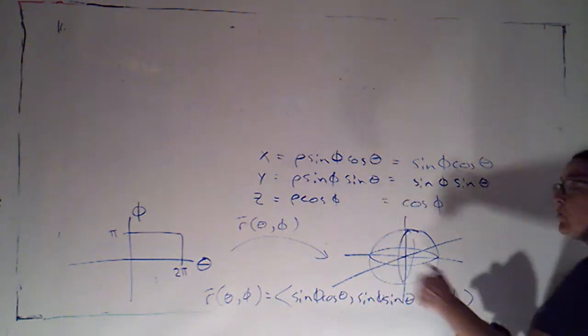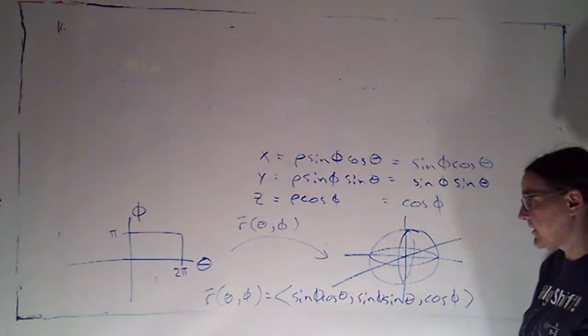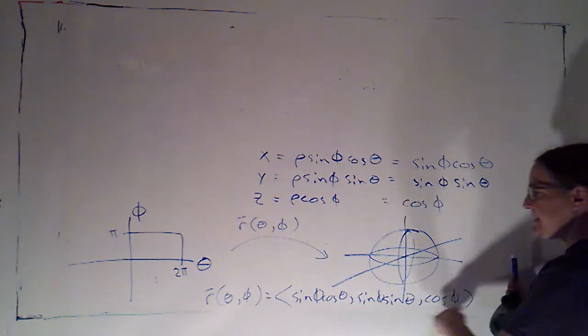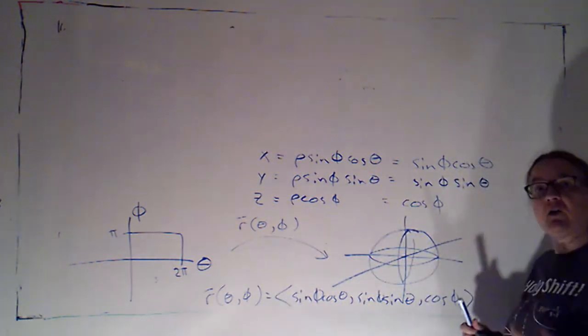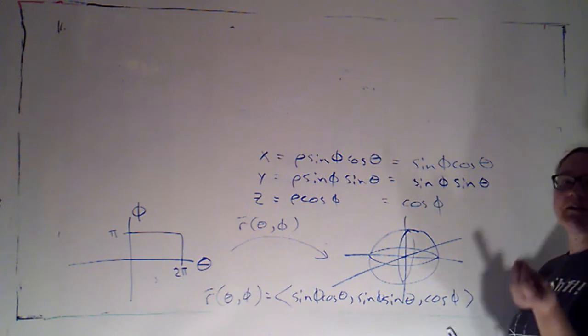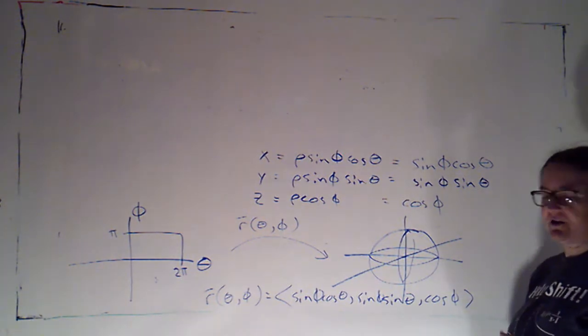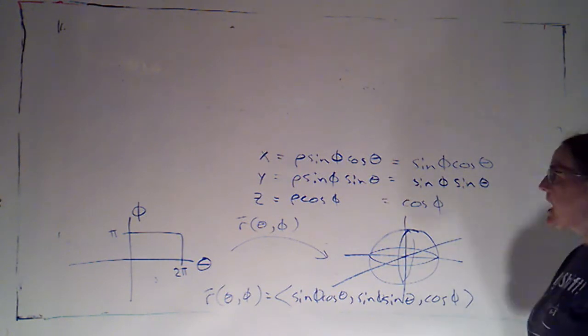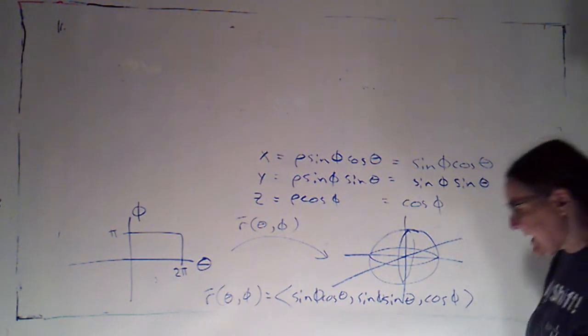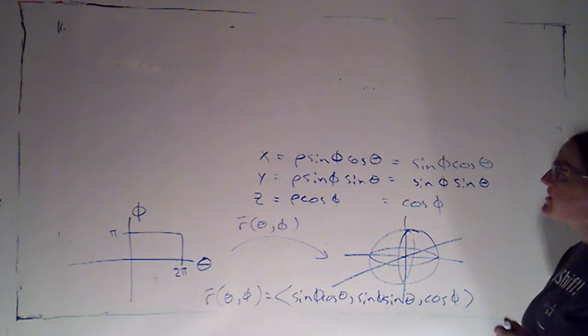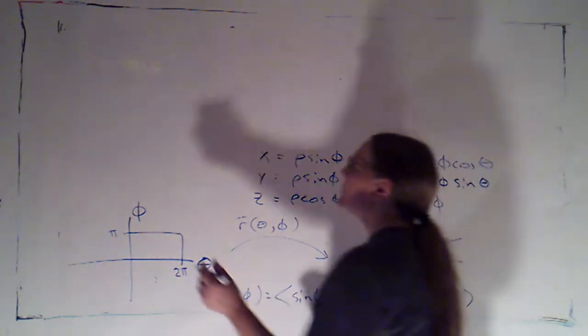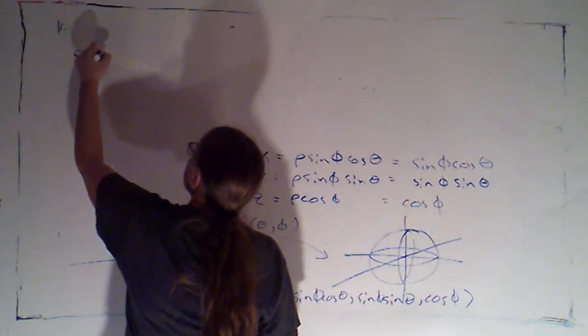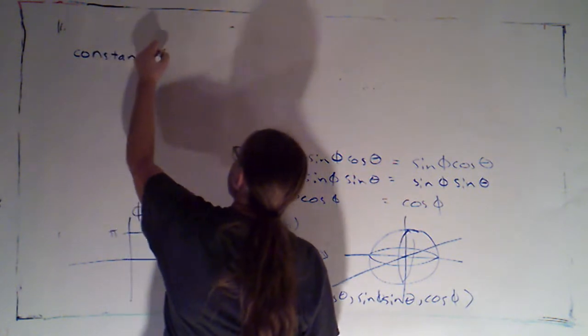And just like with vector functions of one variable, I'm going to identify the vectors that are my outputs with the points that would be the tips if they're drawn in standard position. So I'm not going to draw a bunch of arrows, I'm going to draw a bunch of points. Okay, I'd like to understand how this mapping works. And so one thing we can do is look at things like the constant phi curves.